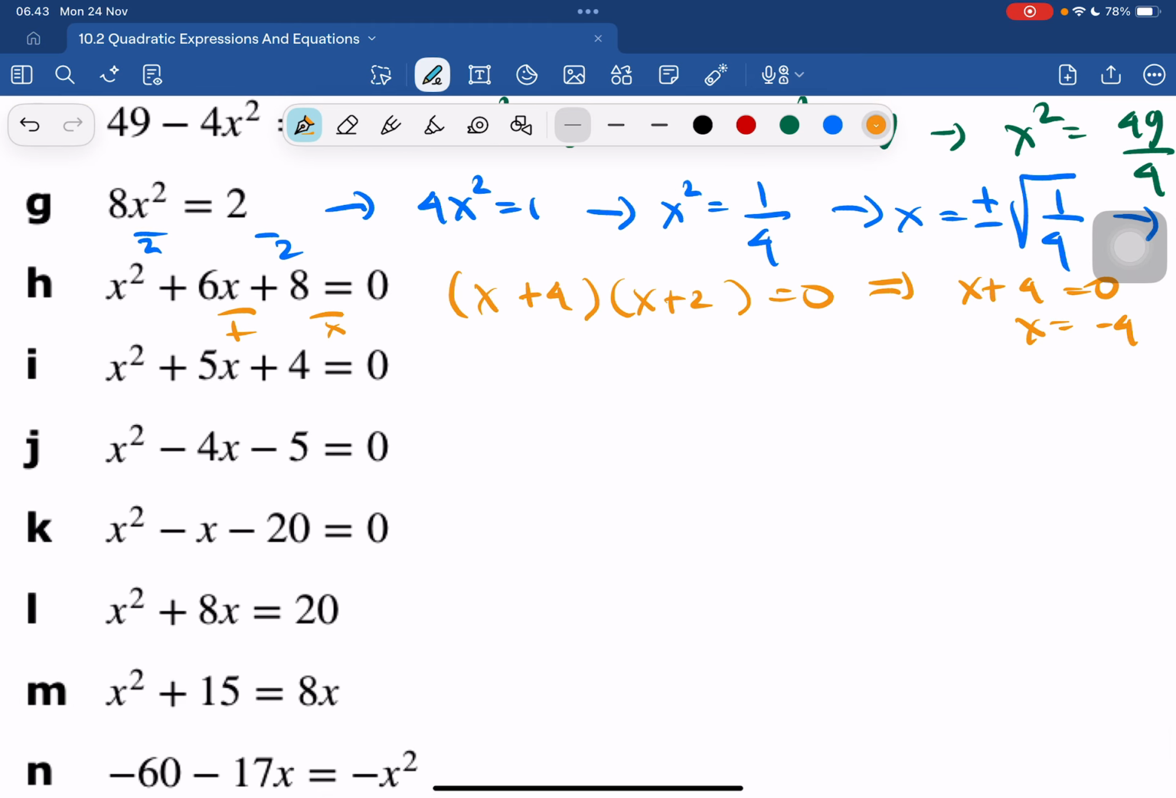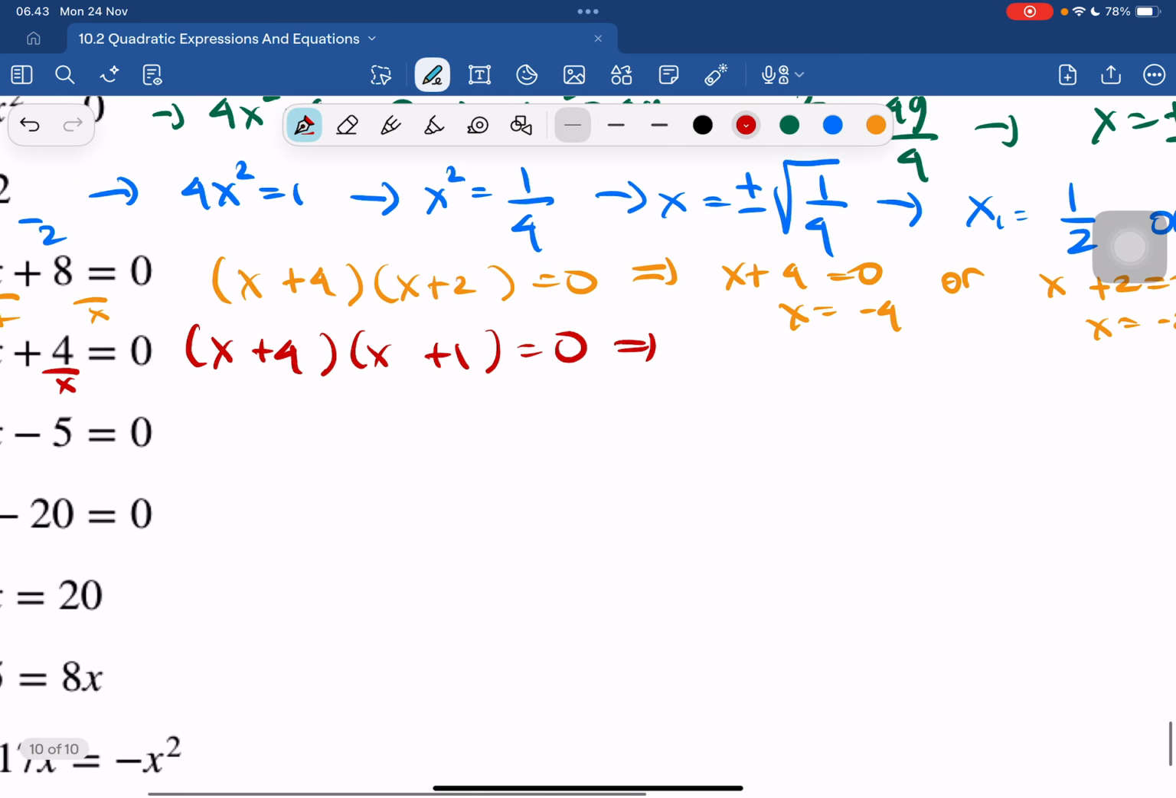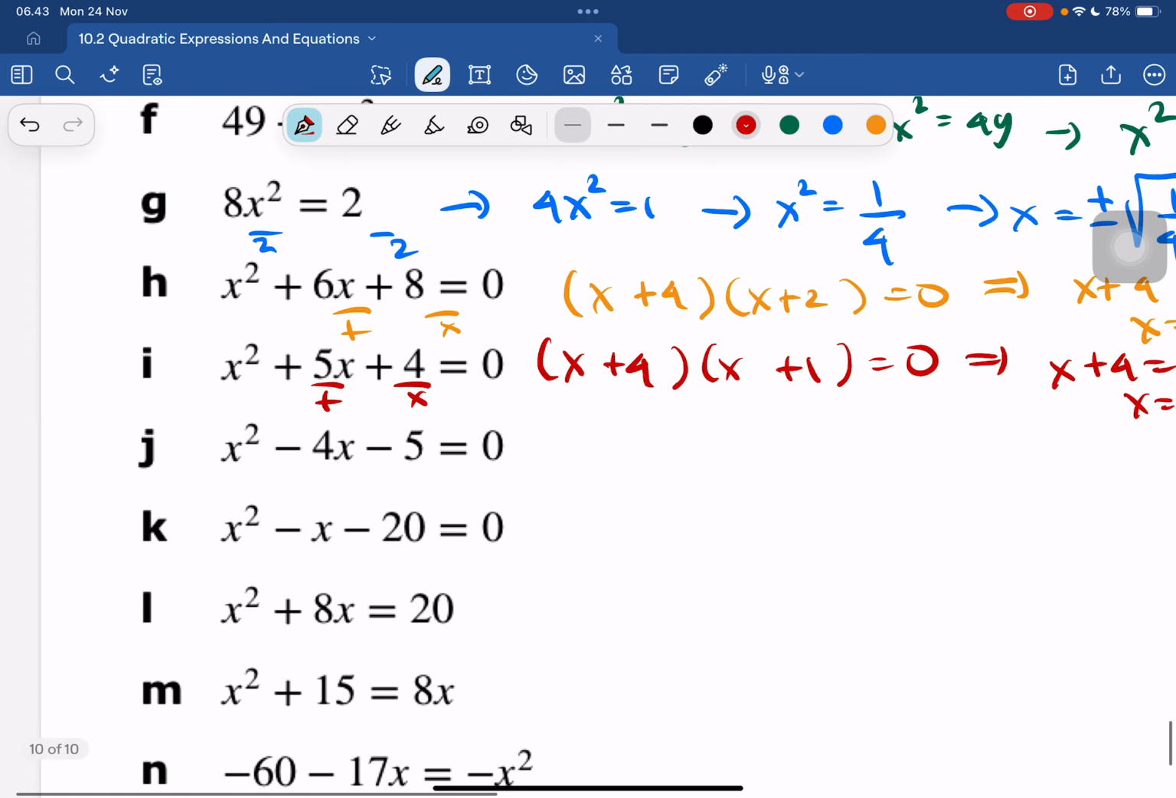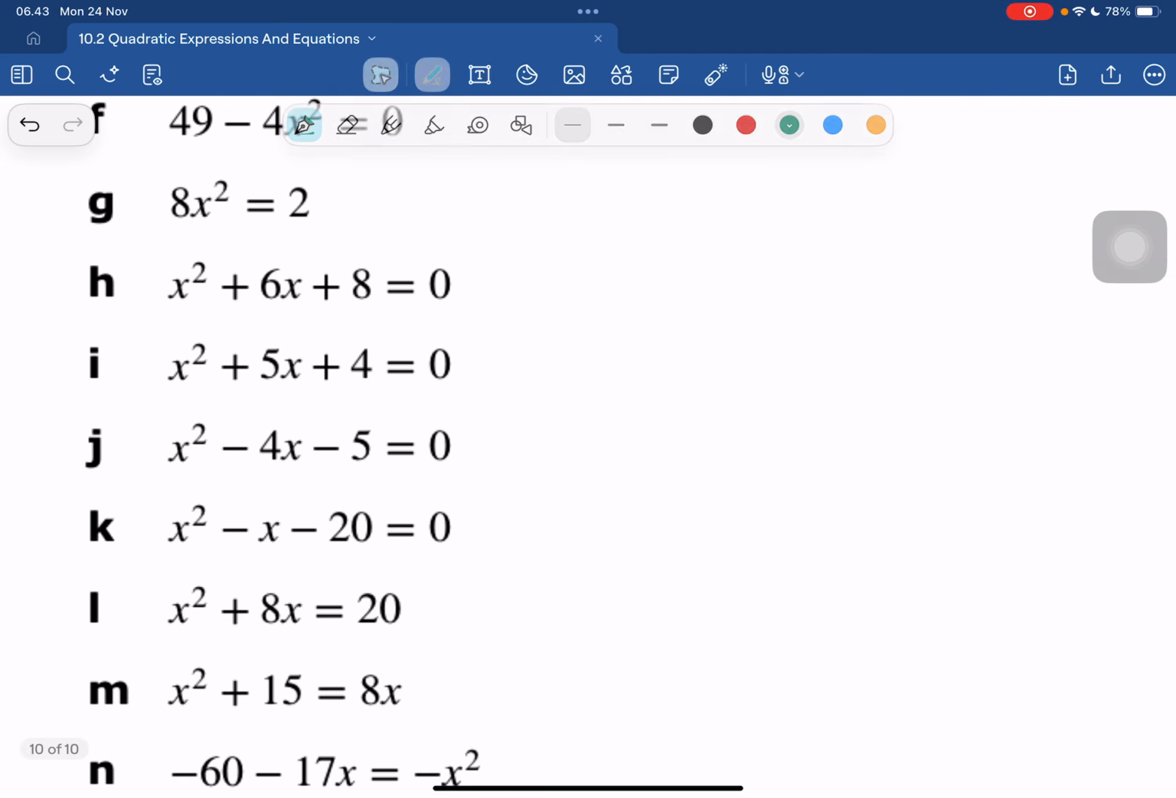Next is i. So we bracket x equals 0. When we add, equal 5, when we multiply, equal 4. So this is 4 and 1. 4 plus 1 is 5. 4 times 1 is 4. So we got first x plus 4 equals 0. So x equals minus 4, or x plus 1 equals 0. So x equals minus 1. Next here.